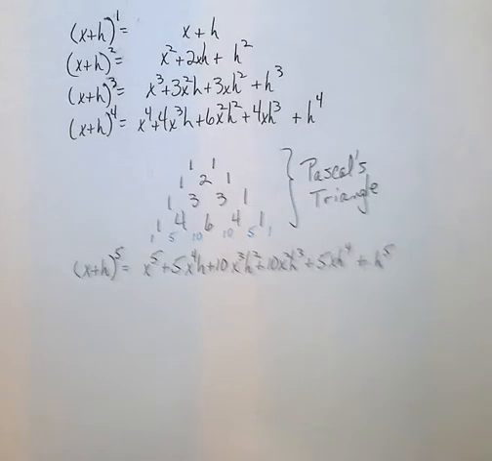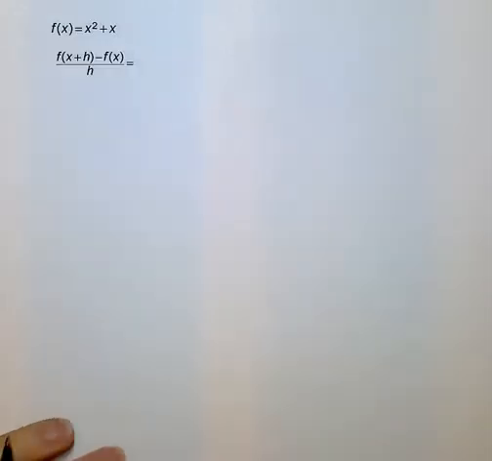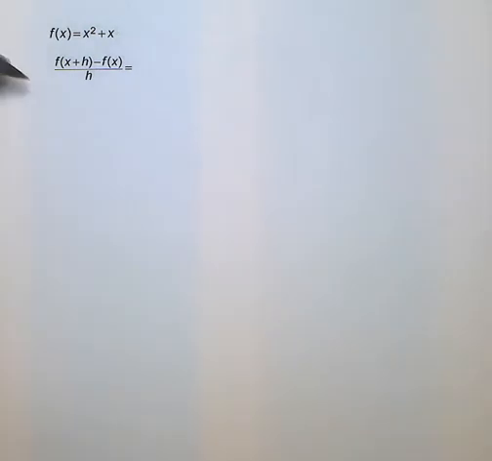So let's see what this has to do with difference quotients. Let's look at the example f of x is x squared plus x, and let's write and simplify the difference quotient f of x plus h minus f of x over h. Our first step is to rewrite this difference quotient using our function. And remember, f of x plus h just says look up at your formula for f of x, and every time you see an x, replace it with an x plus h.